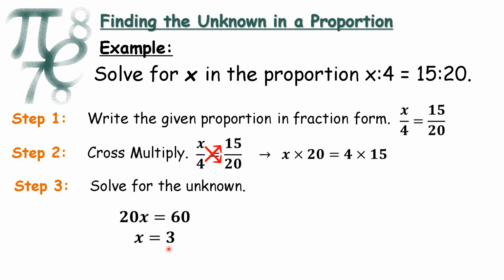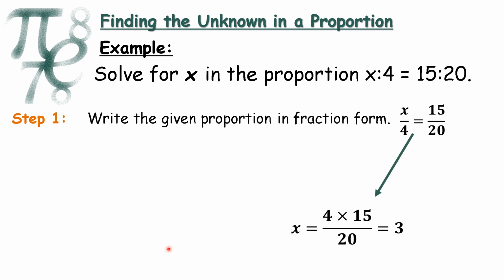Solve this in one step. After we write the fraction form, we do cross multiplication, but the number with the x we write in the denominator and we do it with the calculator. 4 multiply 15 divided by 20 equals 3.